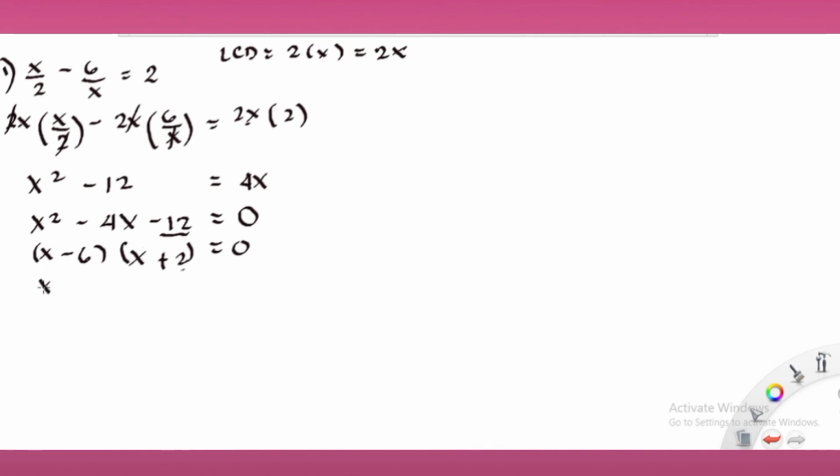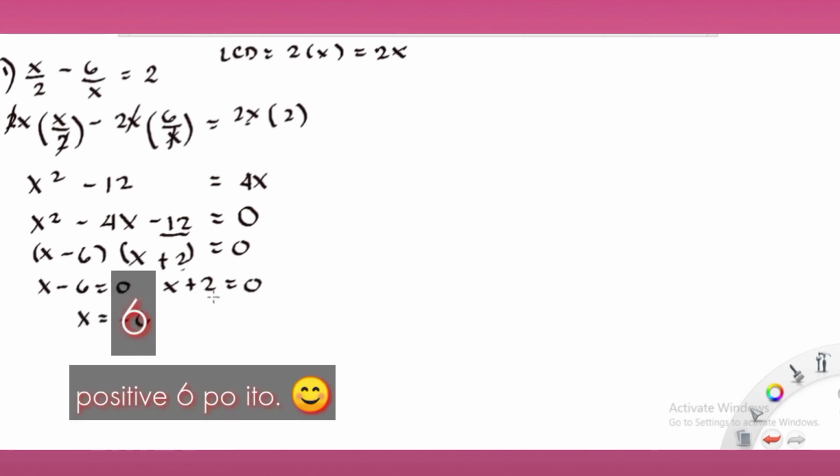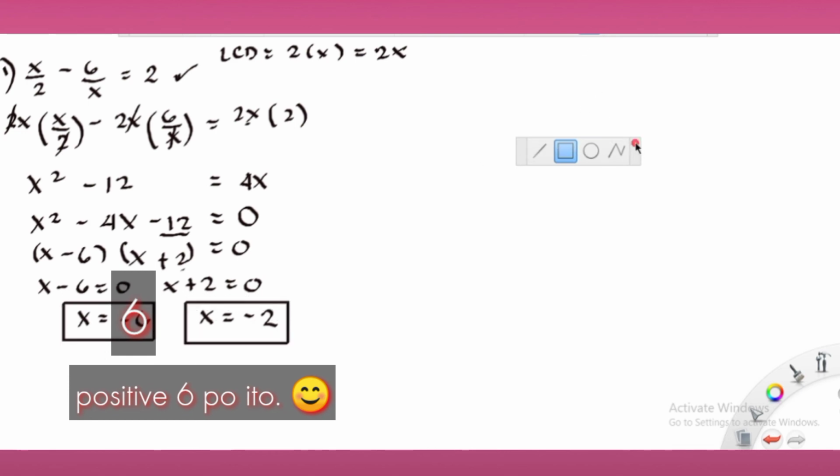Apply zero property. This will become x minus 6 equals 0, and x plus 2 equals 0. Solve for x. So here we have x equals 6, and here, x equals negative 2. Okay. So, ibig sabihin, our solutions, x can be 6 to satisfy this equation, and it can also be equal to negative 2. Alright, so these are the solutions to our example number 1.